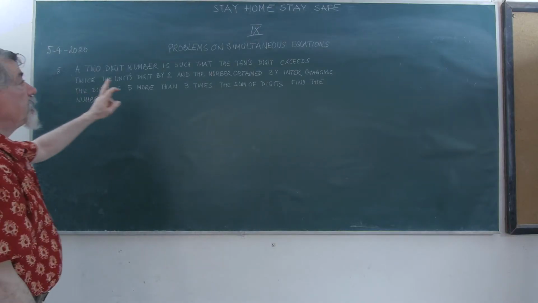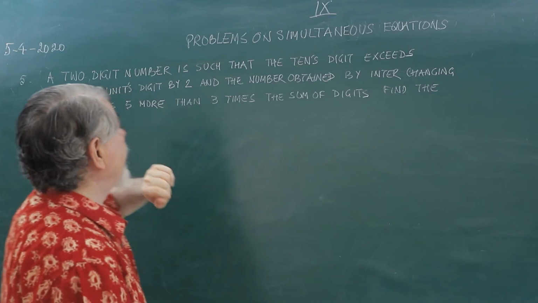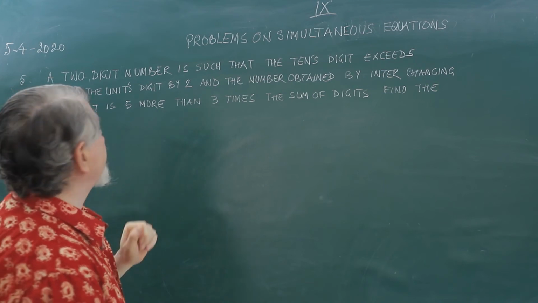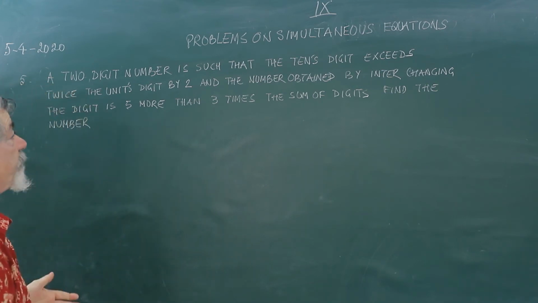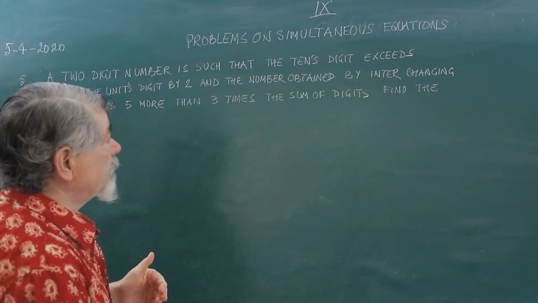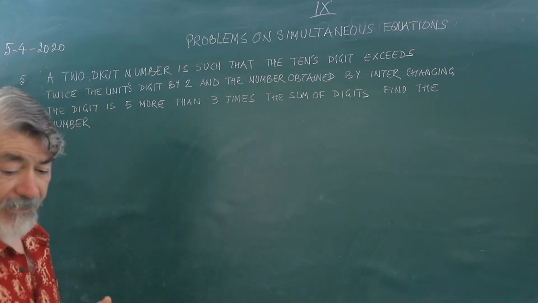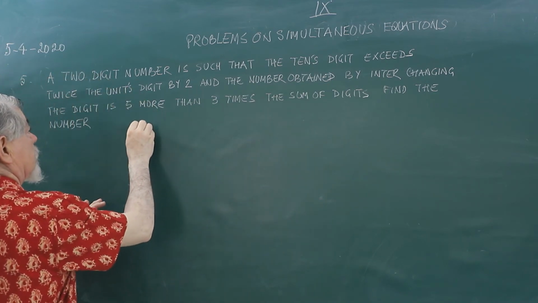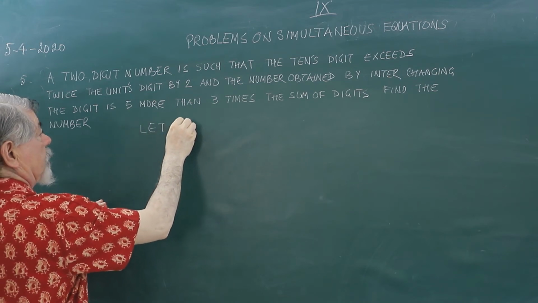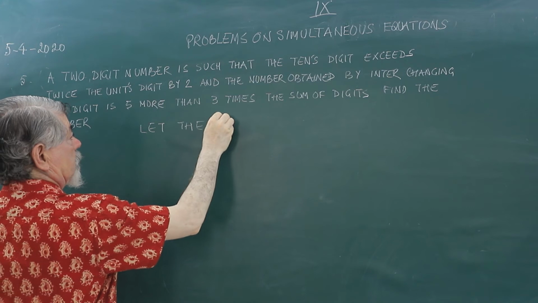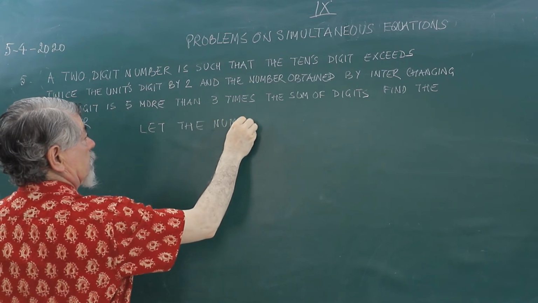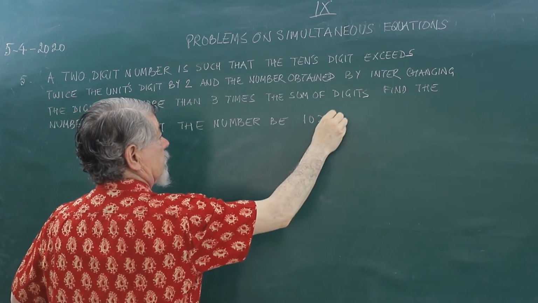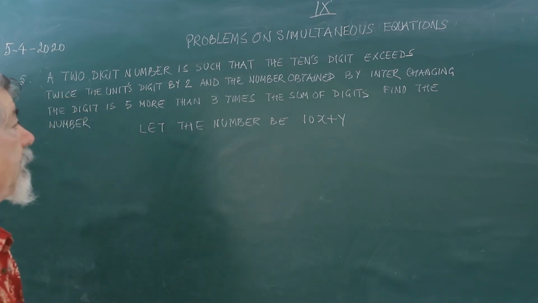A 2-digit number is such that the tens digit exceeds twice the unit digit by 2, and the number obtained by interchanging the digits is 5 more than 3 times the sum of digits. Find the number. Again, it's a 2-digit number problem. Let us assume the 2-digit number to be 10x plus y.